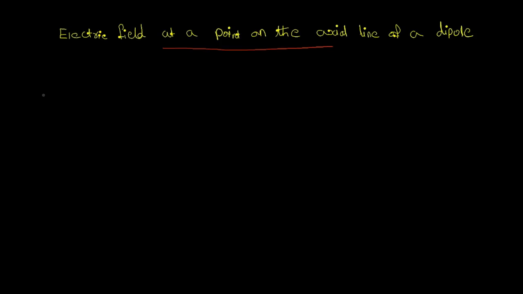Now we are studying the electric field at a point on the axial line of a dipole. In our previous classes we have already studied about dipoles. What is an electric dipole? An electric dipole has two different charges.